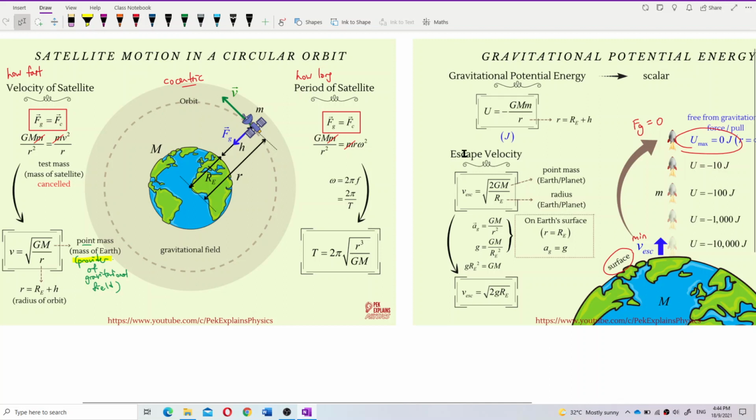The formula for escape velocity is escape velocity equal to square root 2GM over Re. You see, you have an extra 2 here.